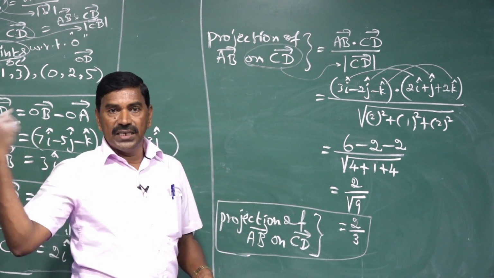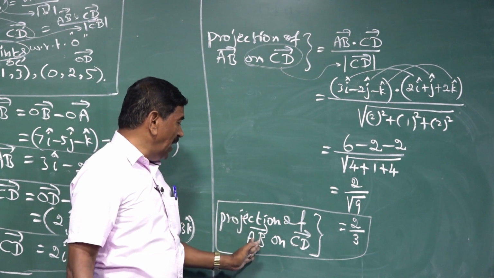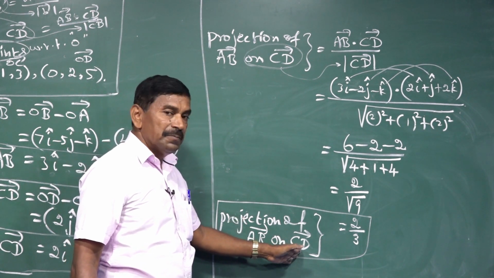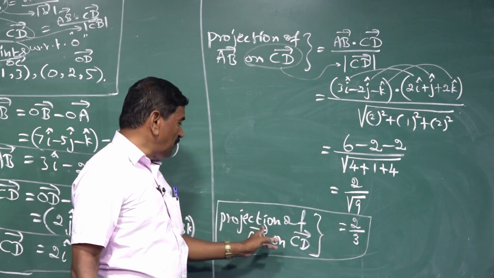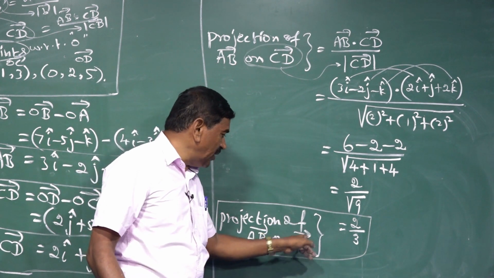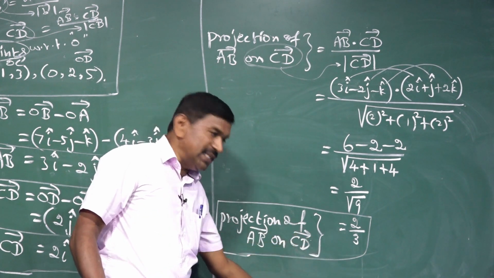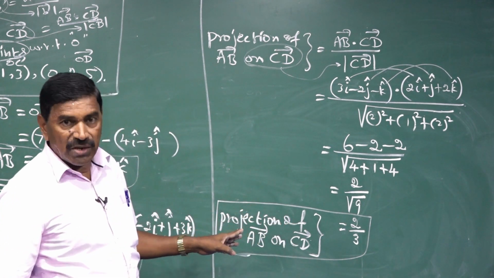Suppose in an exercise question, the projection of A vector on B vector, what is the formula? The projection of A vector on B vector is given by the formula A vector dot B vector divided by modulus B vector. Likewise, in exercise sums, you can complete the homework yourself.